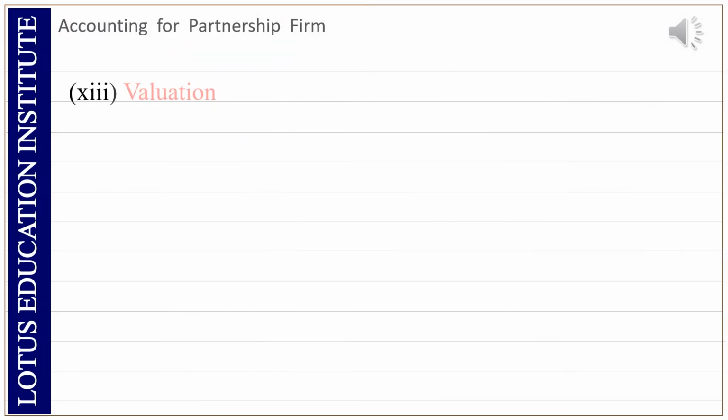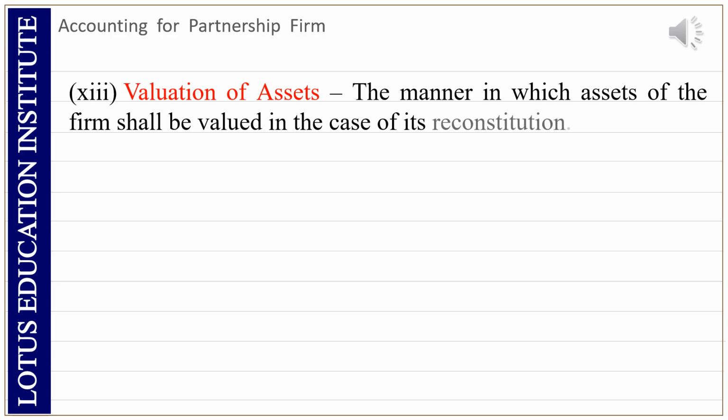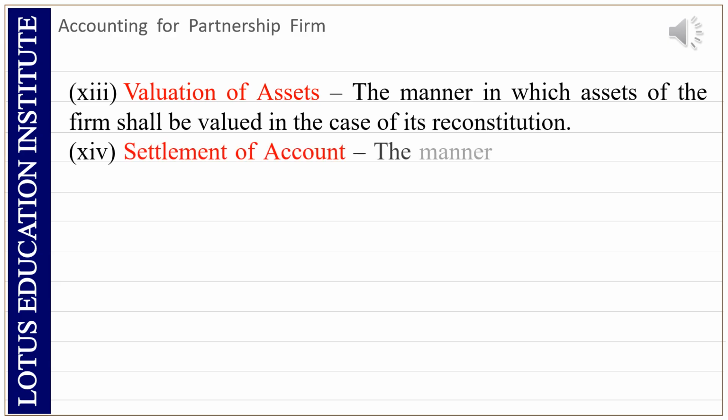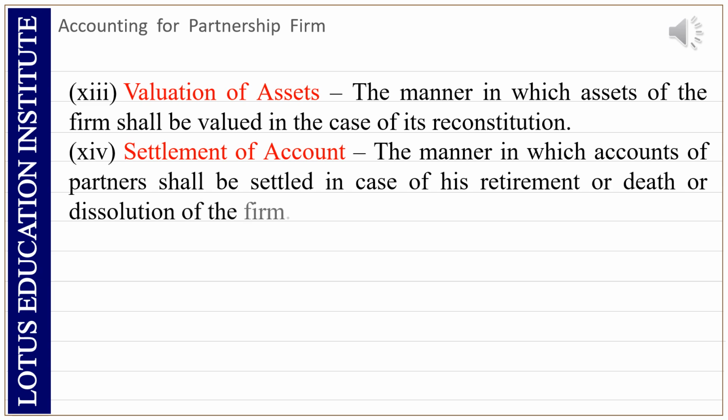13. Valuation of assets: the manner in which assets of the firm shall be valued in the case of its reconstitution. 14. Settlement of account: the manner in which accounts of partners shall be settled in case of retirement or death or dissolution of the firm. 15. Accounting period: the date on which accounts shall be closed every year.